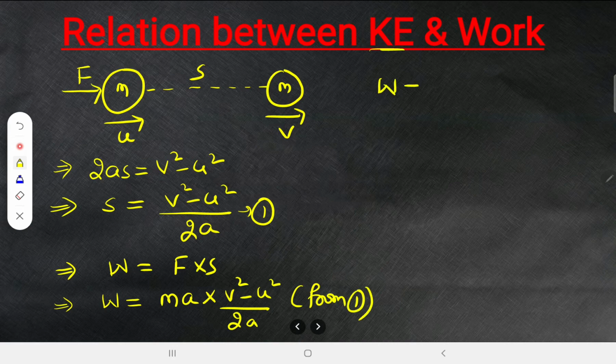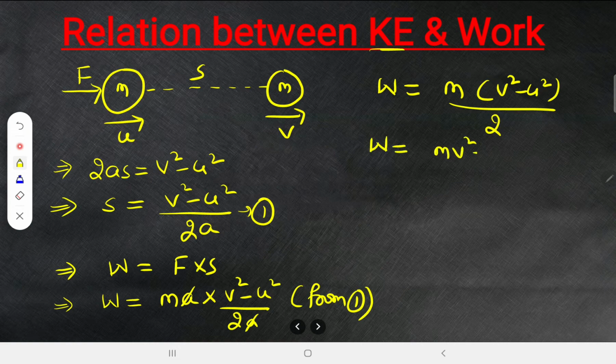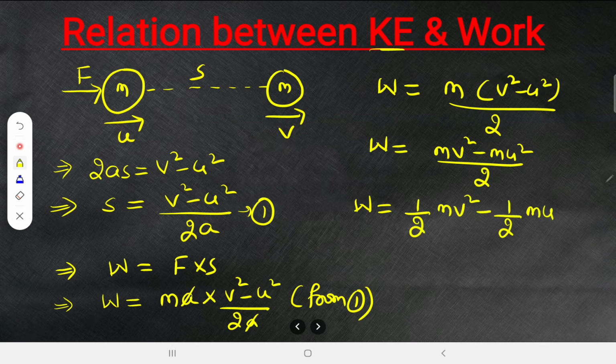Now if you write work is equal to, here this a and a get cancelled. What remains is m, and in the bracket v square minus u square, then divided by 2. So work is equal to mv square minus mu square divided by 2. Now if you write it separately, work is equal to 1 by 2 mv square minus 1 by 2 mu square. If this u was 0, this entire term would have become 0 and we would have been left with only half mv square. Now this is not 0, right? What is this half mv square? Don't you think it is the final kinetic energy?